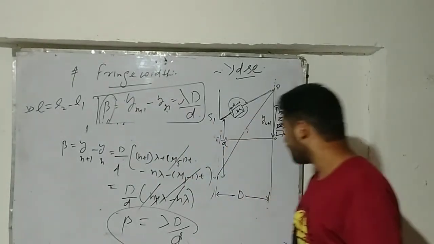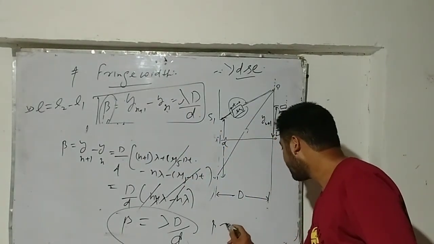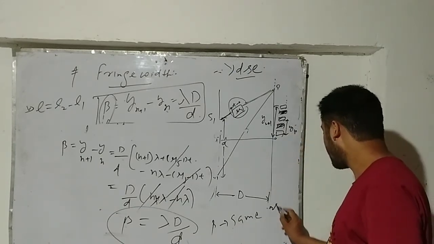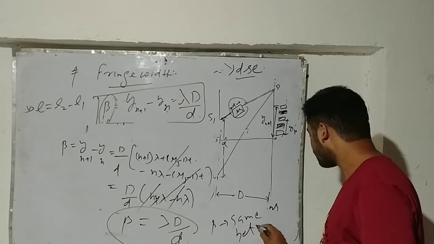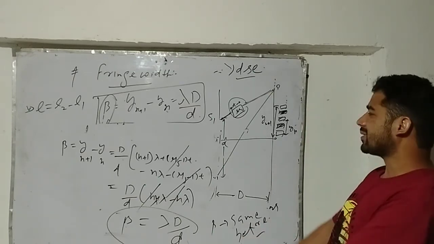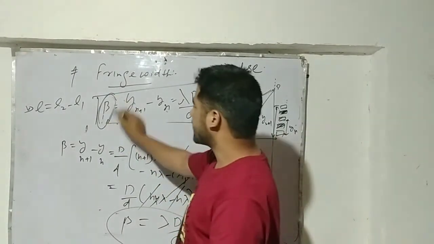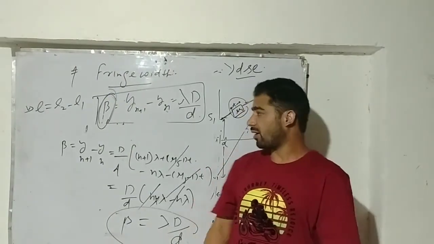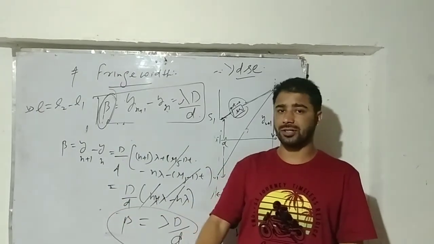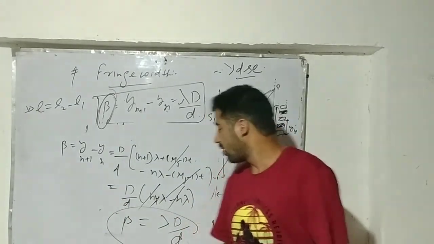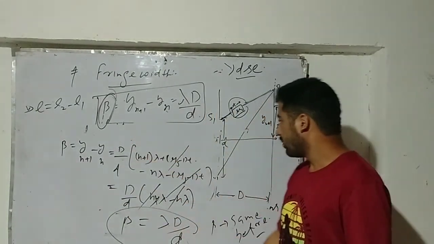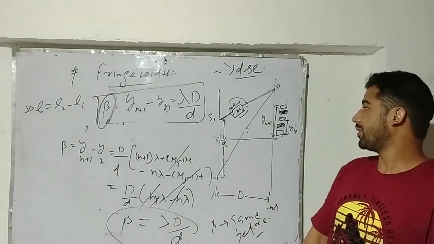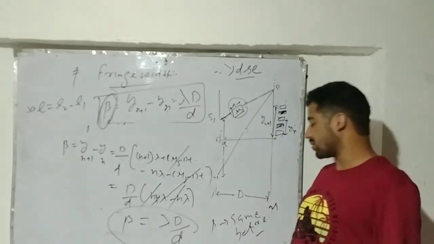Fringe width is the same, meaning beta is the same as before. So these were some related facts about the fringe width, how we define it, and that there is zero effect on fringe width by introducing the slab in front of any of the slits.